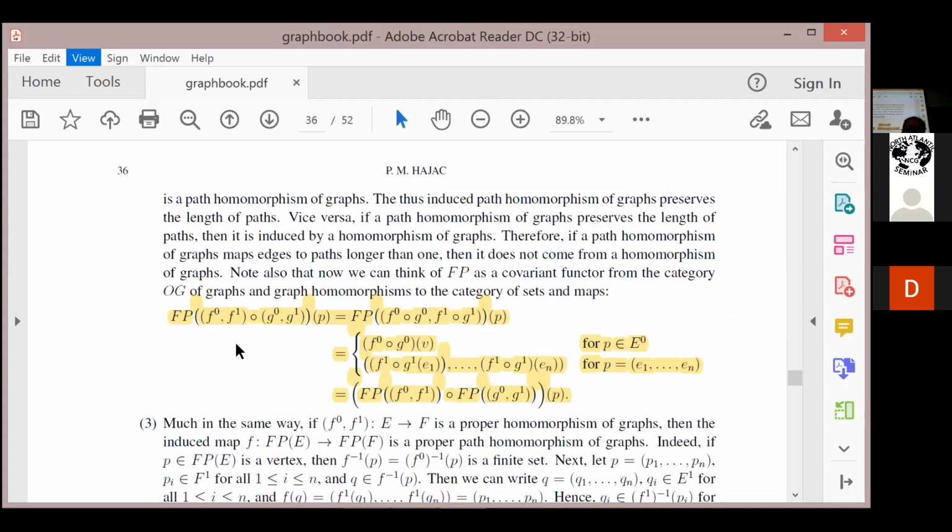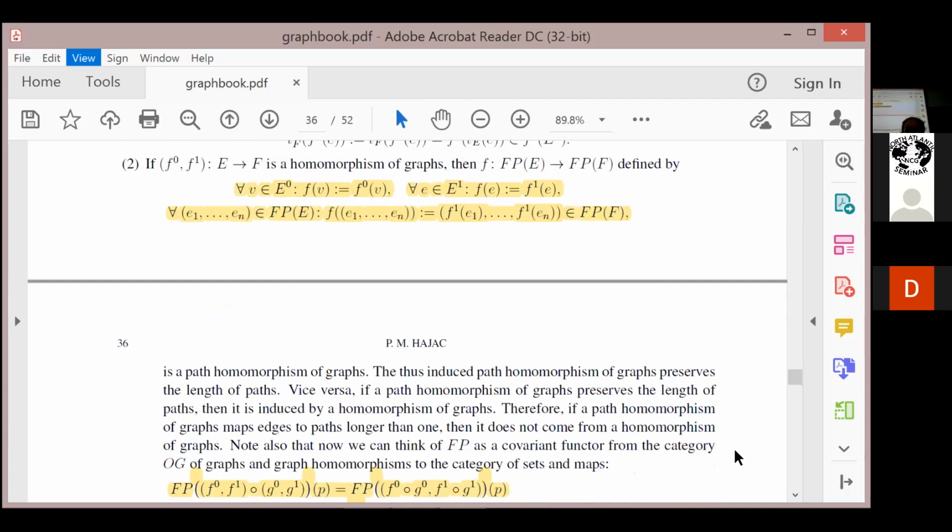How do I compose two graph homomorphisms? Well, I compose them component-wise. So F0, F1 composed with G0, G1. This is precisely F0 composed with G0, F1 composed with G1. So you just do it component-wise. And now I want to evaluate it at arbitrary path P in the graph E. So I apply the definition, which I just showed you a second ago on the previous page. I apply just this definition.